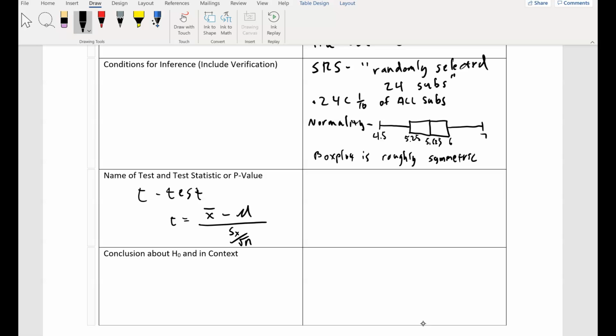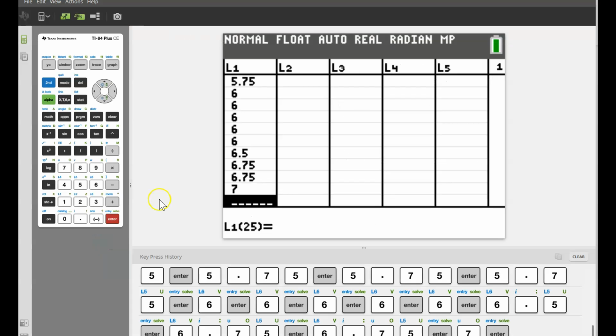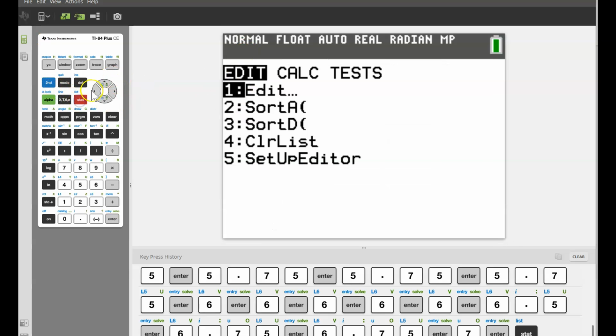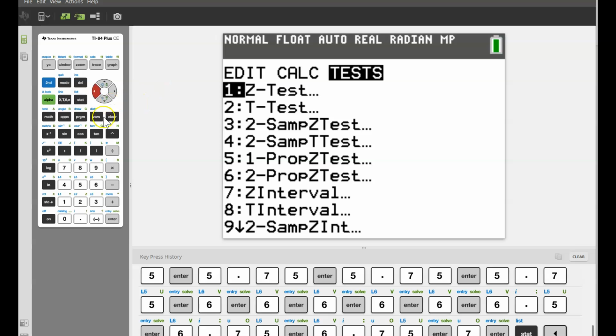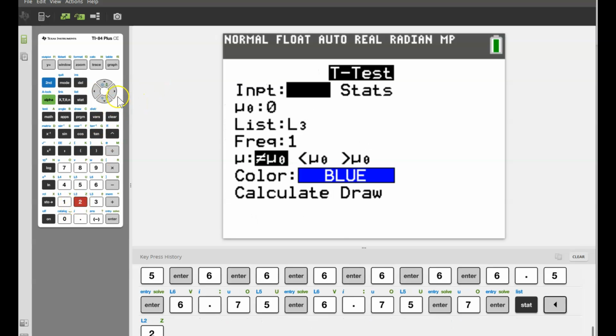Okay, so over here, I'm just going to have my calculations. I'm going to tell you what the t statistic is and what the p-value is. And then down here, we'll interpret those. Okay, so remember, for this problem, I had the actual 24 numbers, and I went to stat and edit, and I entered them. So now, when I go to stat and test, and I select number 2 for my t-test, I'm actually going to tell the calculator that I have the data.